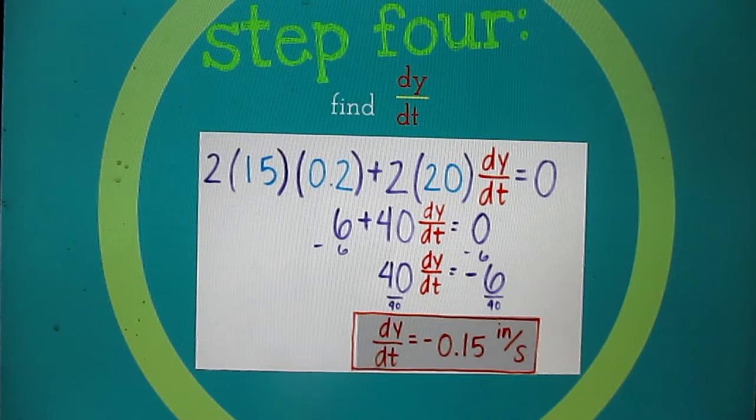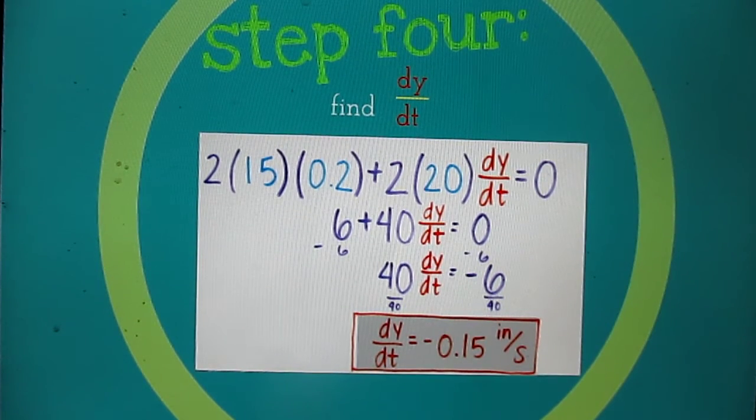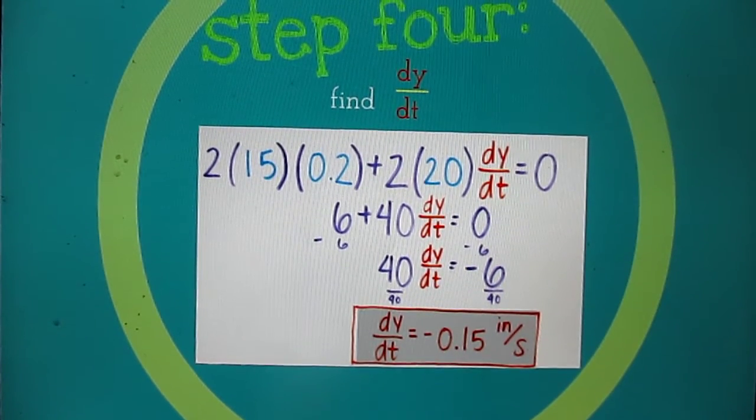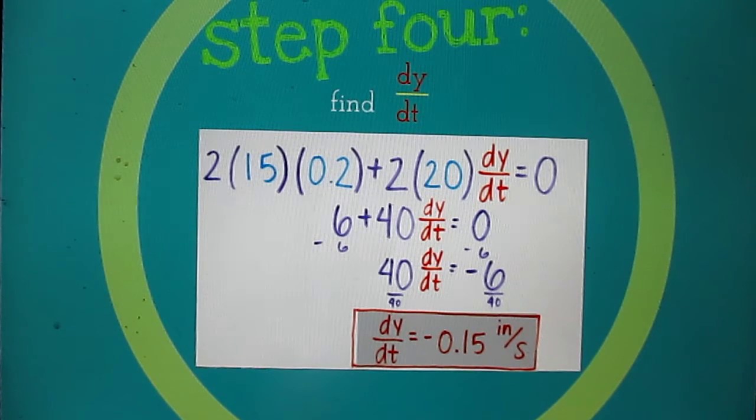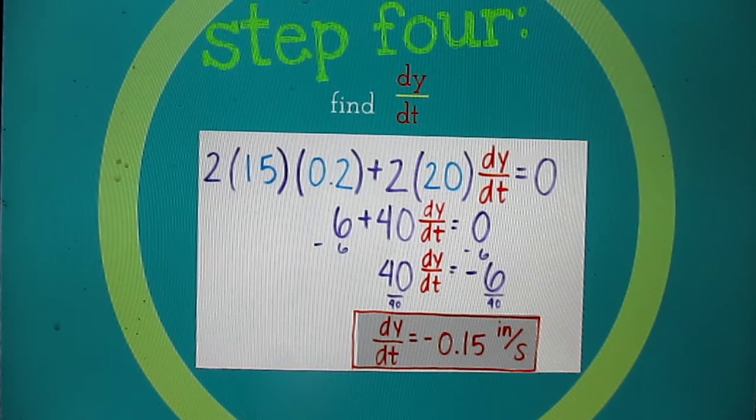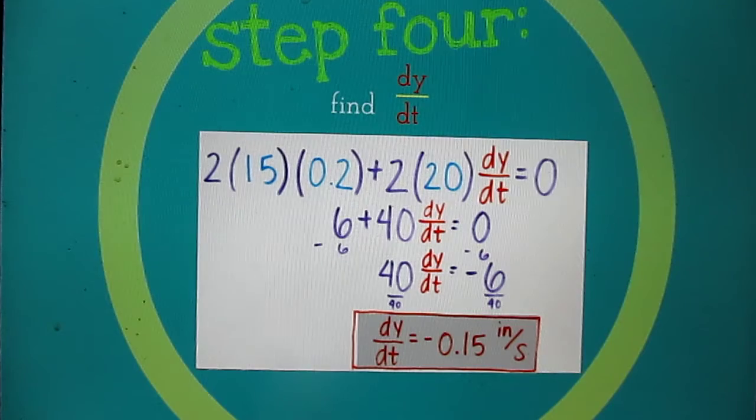We substitute all our known variables and solve for dy/dt. Then we find that the rate at which the top of the ladder is sliding down the wall when the top is 20 feet above the floor is 0.15 inches per second.